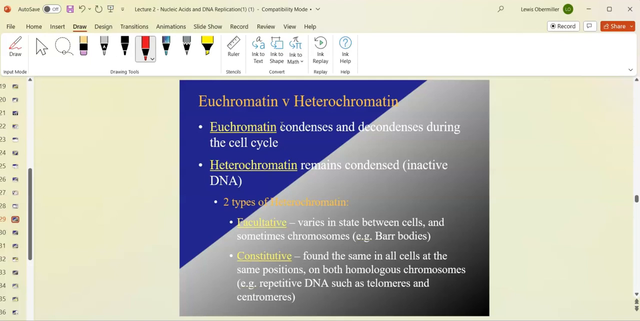Heterochromatin is chromatin that remains condensed and inactive DNA through the entire life of the cell. And there's two kinds of heterochromatin. So there's facultative and constitutive. Facultative varies between cells. So in females, right? So this is something called dosage compensation.